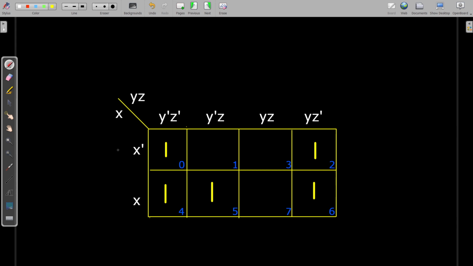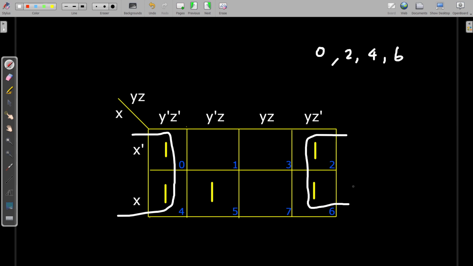After entering the ones, that is the minterm values, into the cells, next we have to form the combination of ones which are placed in adjacent cells. We know that these two are placed in adjacent cells, and these two are placed in adjacent cells, and here 0, 2, 4, 6 are all adjacent cells. So we can form a loop by combining these cells together with the ones. This can be taken as loop 1.